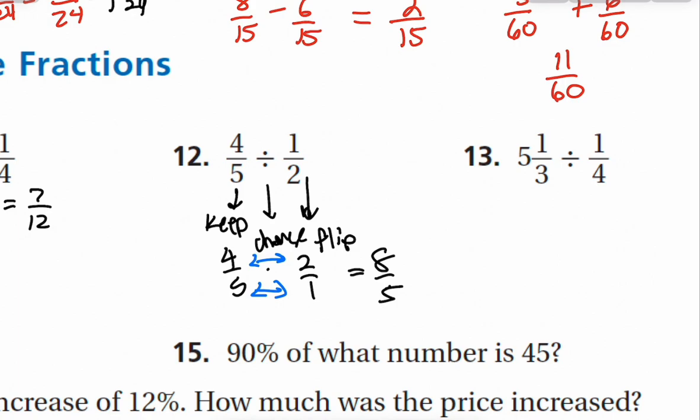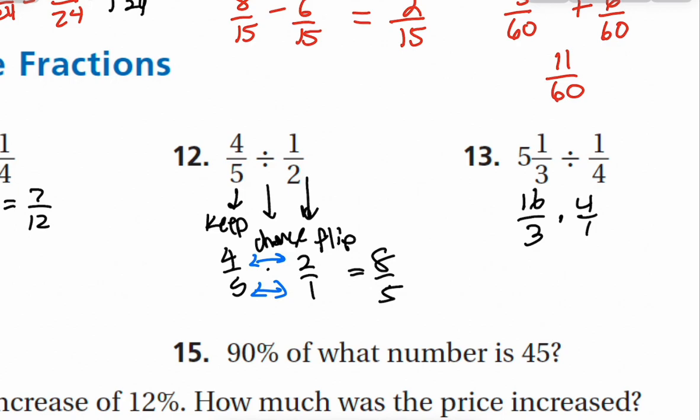Okay, so we're going to do the keep, change, flip. But here's the problem. Think about what Amir told us to do for that other problem. We have to do that for this first. So we're going to multiply, add. So it's going to be 15 plus 1. That's 16. That's what we keep, 16 thirds. Keep, change, flip. So we keep the 16 thirds, we change it to a multiplication, and we flip the thing after that sign.